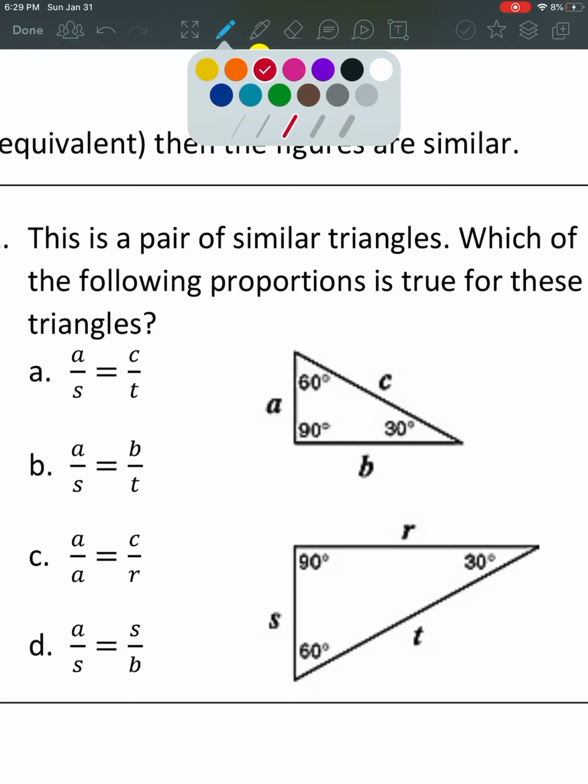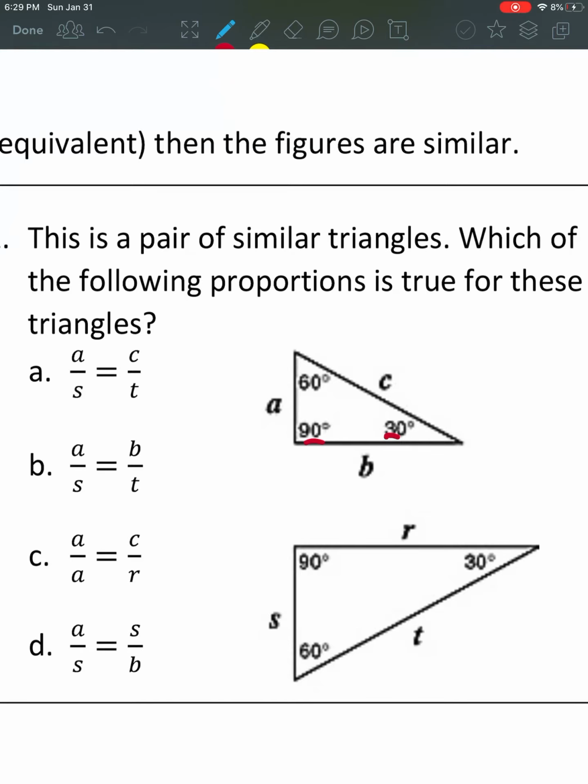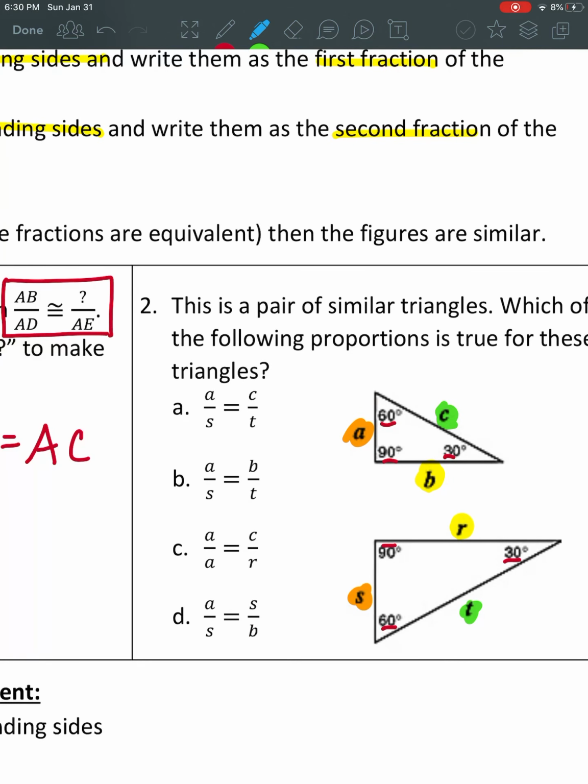Now notice here, these two triangles are not sitting the exact same way. So I often like to look at these angle measurements if we have them. Between 90 and 30, we can see that this side length B matches up to R, because those are the side lengths between those same angles. Now we're going to look at between 90 and 60. So that means A and S match up. It always helps to figure out what your corresponding sides are before you set up your proportions. C and T are the same.